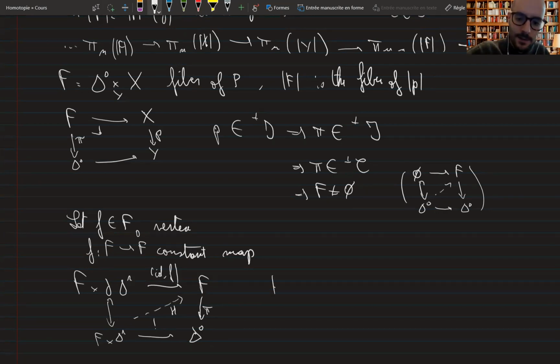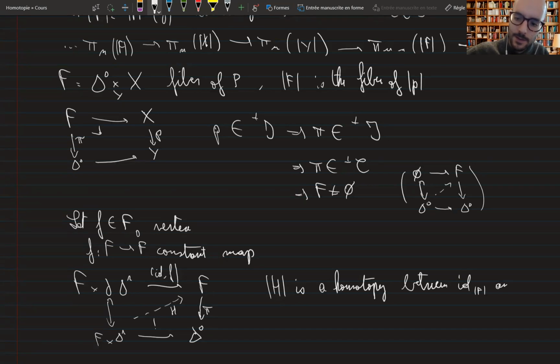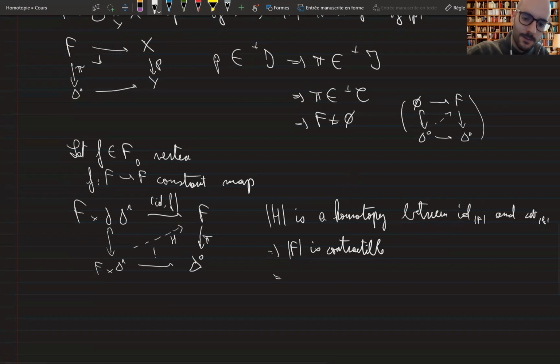All right, and then the geometric realization of H is a homotopy between the identity of F and the constant map equal to the geometric realization of F. So therefore, F is contractible, and therefore P is a weak homotopy equivalence.